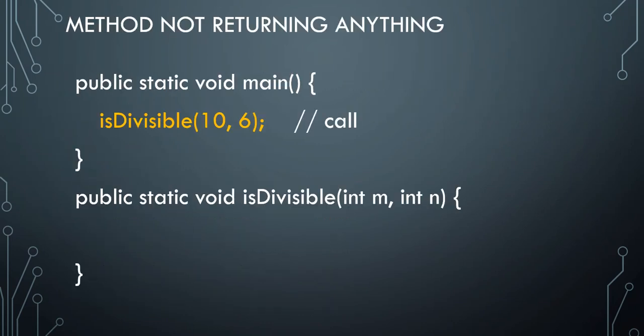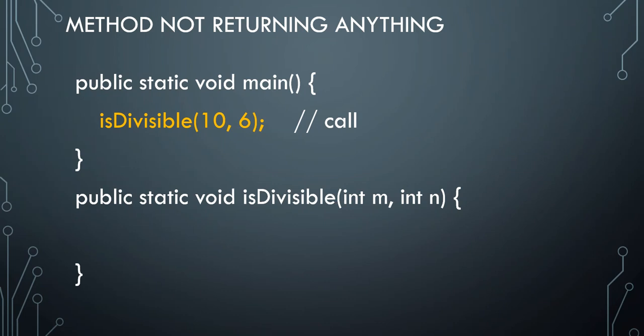Let us see what the structure of the functions that we are going to use is going to be. Main function, you know how the structure is going to be. It is going to be public static void main function and the braces. Fine. Now how do we create the definition of the isDivisible function?